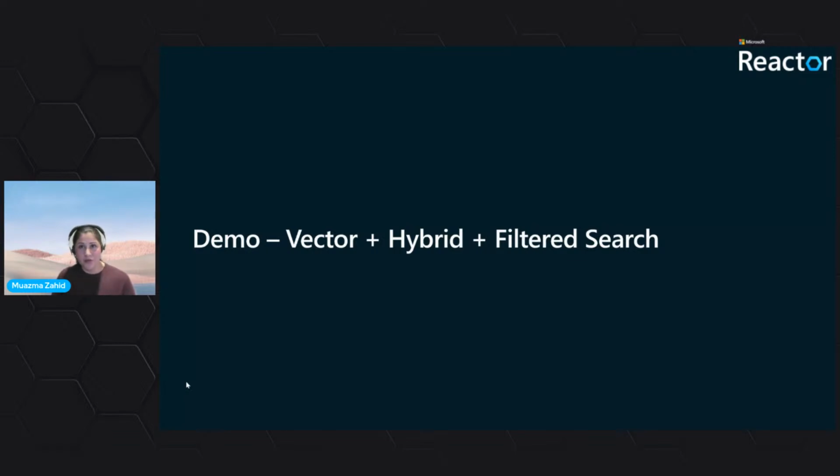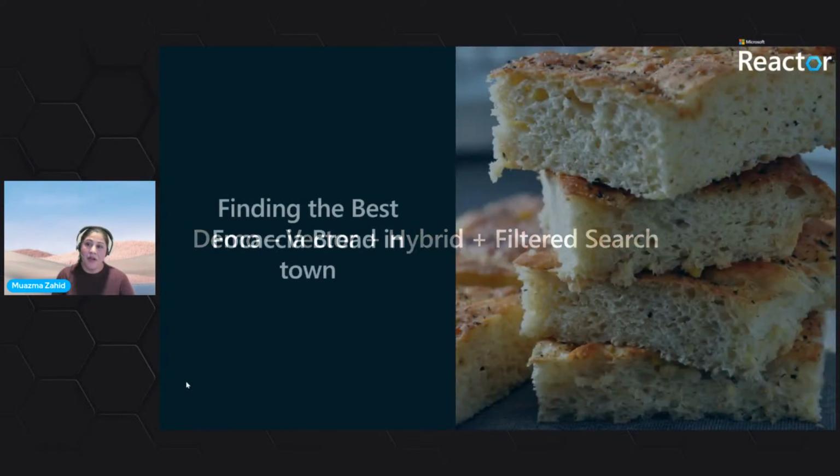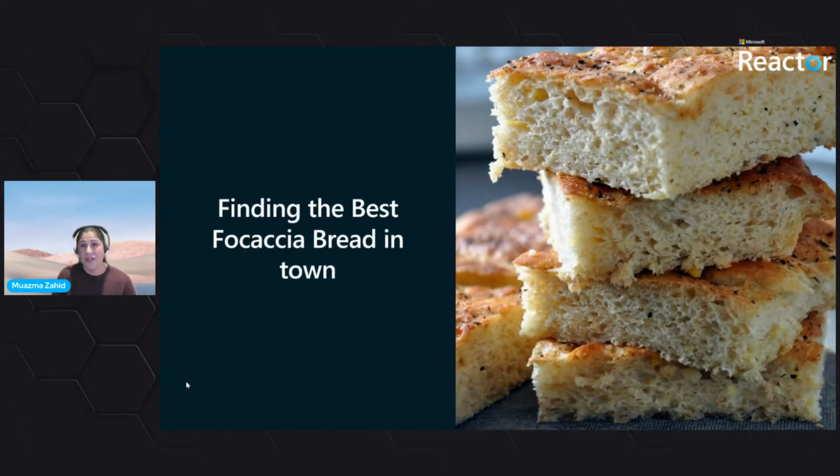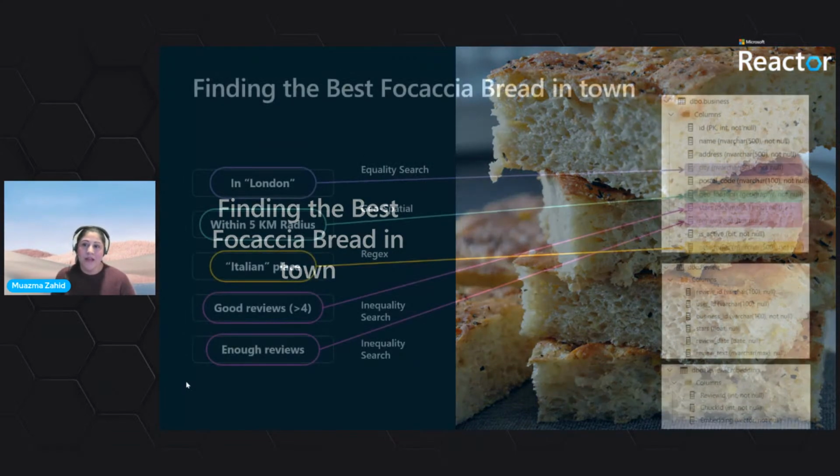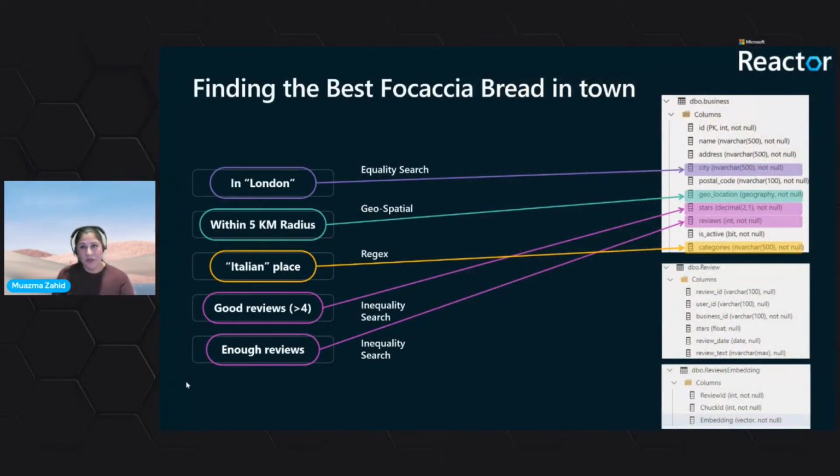You would go to a review of a particular restaurant, and then you'll find which restaurants serve the best focaccia bread. Now, if you are going to a city like London, there are hundreds and thousands of restaurants which can serve that, right? So, as a human, you cannot quickly search that. So, in this example, let's look for the best focaccia bread in town using vector search and the capabilities of Azure SQL database.